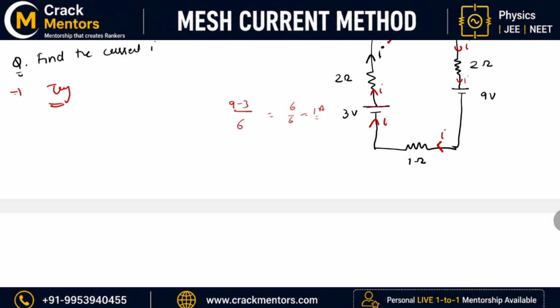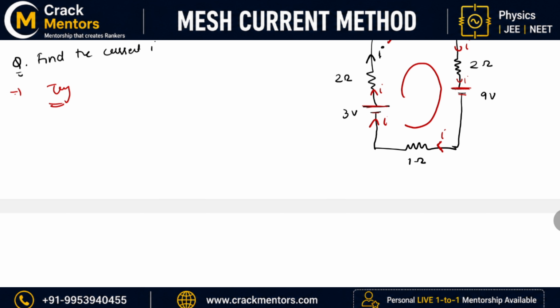Why? Because you can see that this is a 3 volt battery and this is a 9 volt battery. So definitely 9 volt will be winning there. Okay, and if 9 volt is winning, the current should be emitted from the positive terminal of the 9 volt like this, but the current is given in the opposite direction. So the correct answer should be minus 1 ampere here. Okay, and you will find that this is automatically rectified with the help of Kirchhoff voltage law.